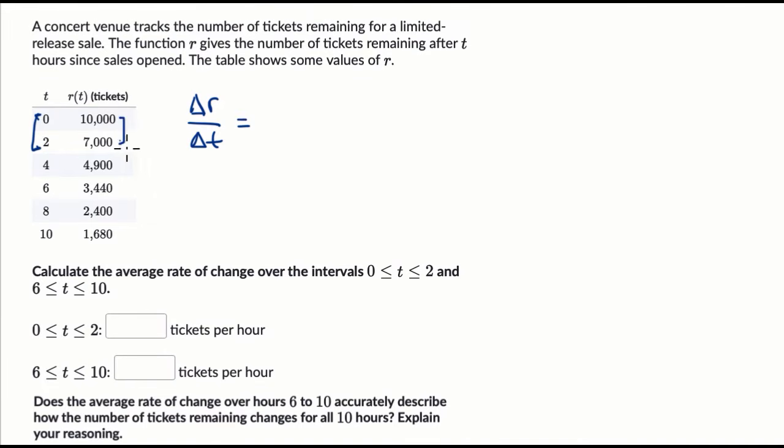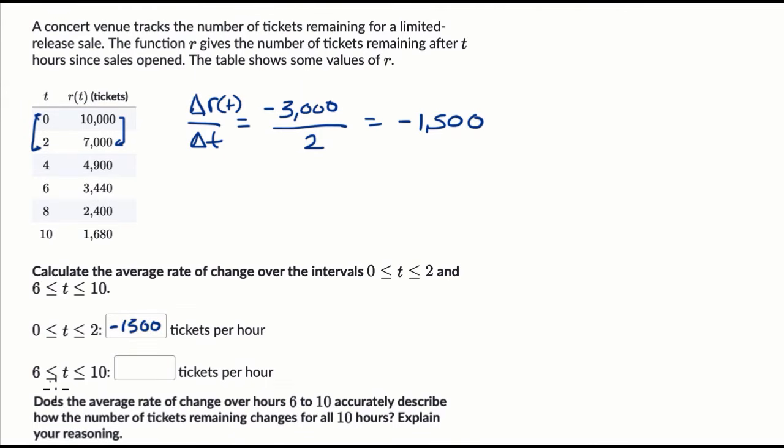What is our change in R? Our change in our tickets, or you can even say change in R of t if we want, is negative 3,000 over what time period? Over 2 hours. We can see here our change in time is 2 hours. So this is going to be negative 1,500, or another way to think about it is 1,500 tickets per hour. But we're going down, because we're just saying the average rate of change of R, the remaining tickets. So they're going down by 1,500 tickets per hour.